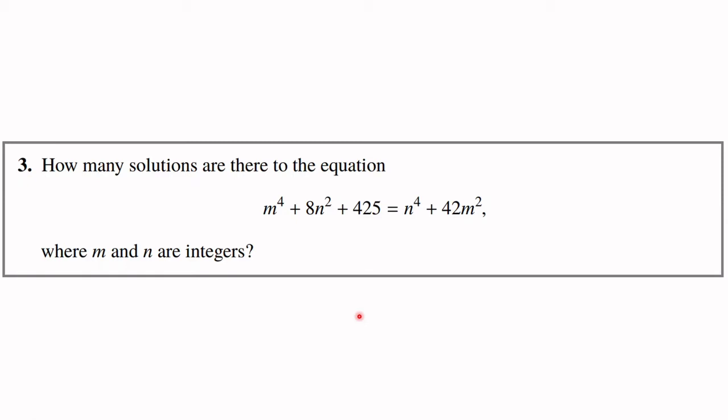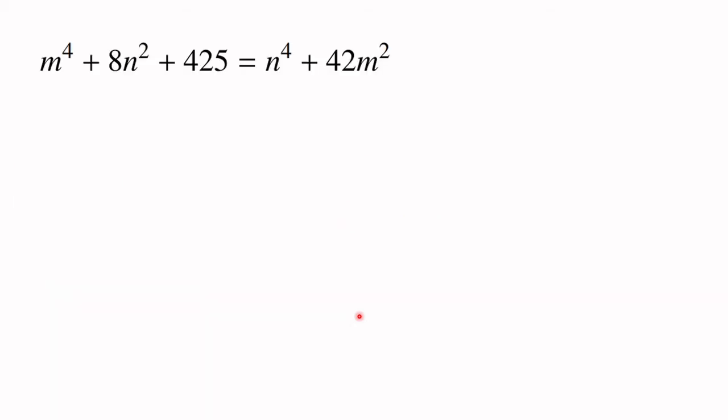Right, so the question states: how many solutions are there to this equation where m and n are integers, and the equation is m to the 4 plus 8n squared plus 425 equals n to the 4 plus 42m squared. Right, so first thing, let's just rewrite the equation and make it a bit bigger.